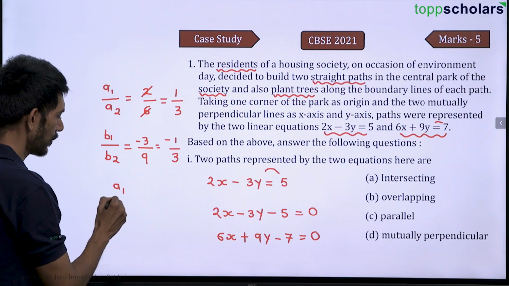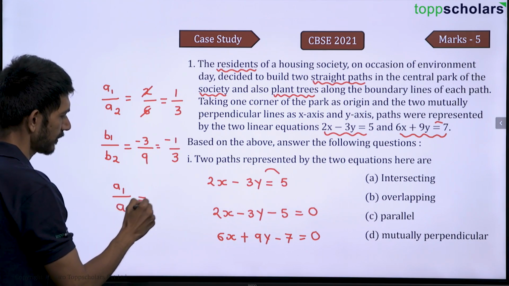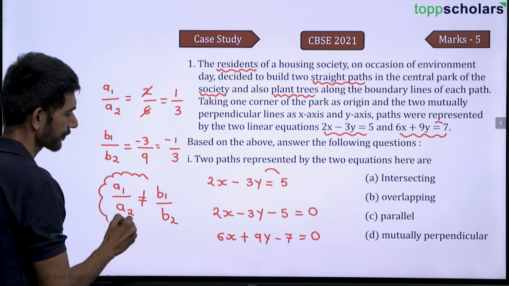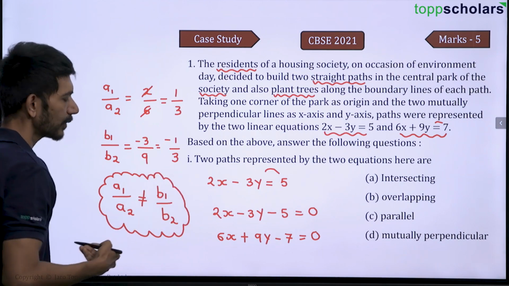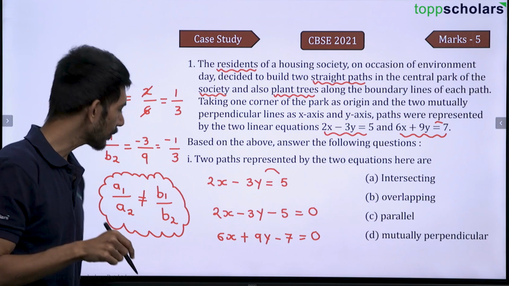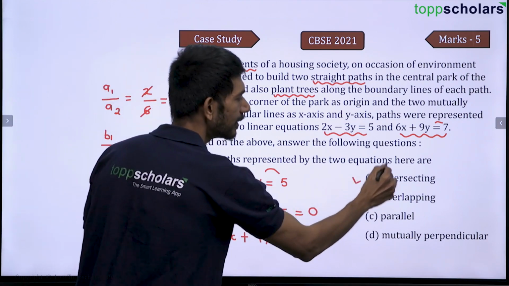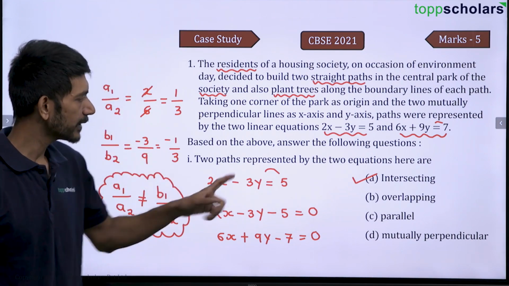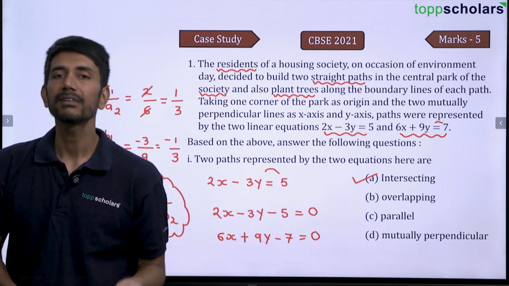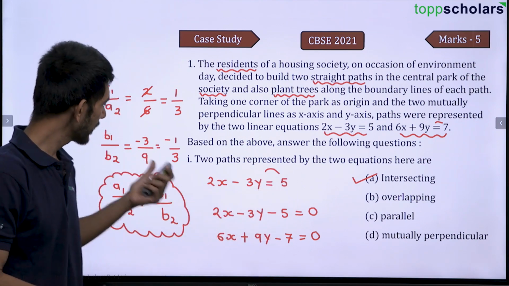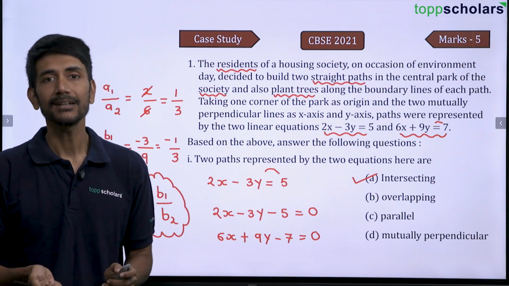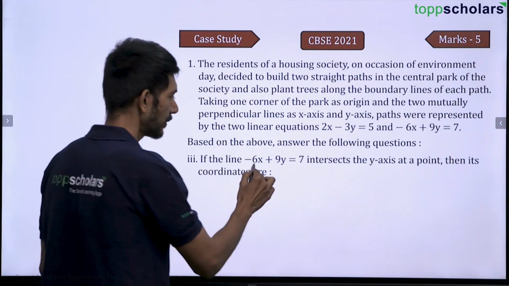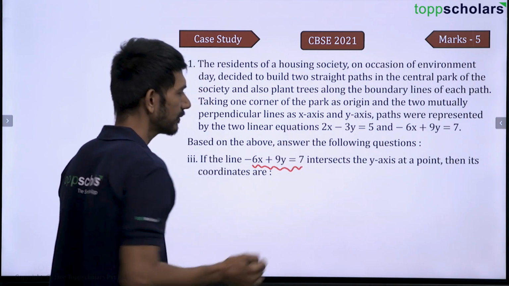So can I say a1 by a2 is not equal to b1 by b2? Correct? a1 by a2 is not equal to b1 by b2. Now if a1 by a2 is not equal to b1 by b2, we can say that the two lines are intersecting, isn't it? We already know this, that if a1 by a2 is not equal to b1 by b2, the lines are intersecting. No need to find out c1 by c2 also, because looking at the first two ratios only, we have understood that the two lines are intersecting. Simple, easy. Let's continue.